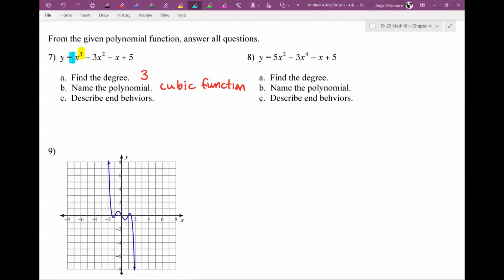So since this is an odd power with a positive coefficient, that means the graph looks like this. So that means it goes bottom left to top right. Or I think in the test it says falls to the left, rises to the right. Okay, same thing. No real difference.